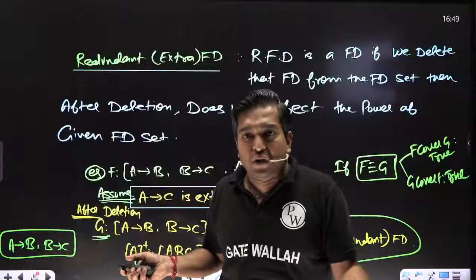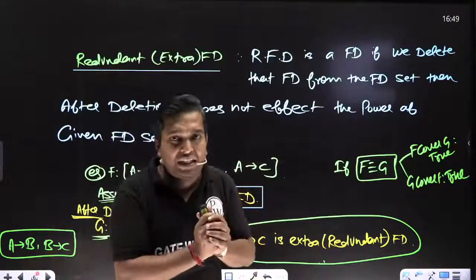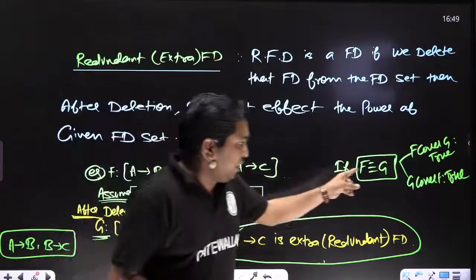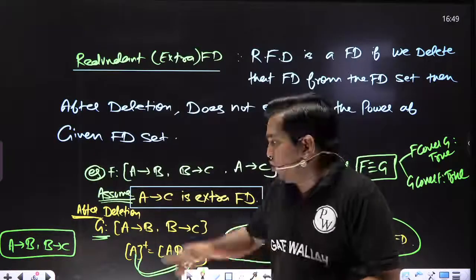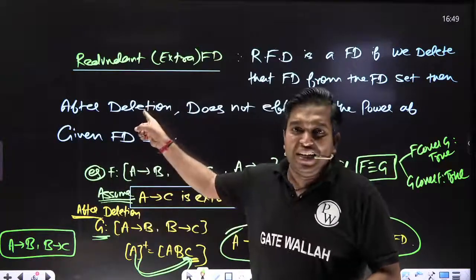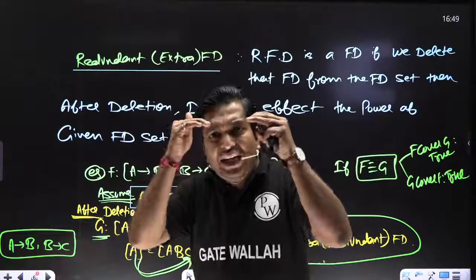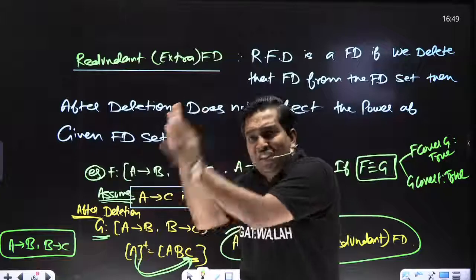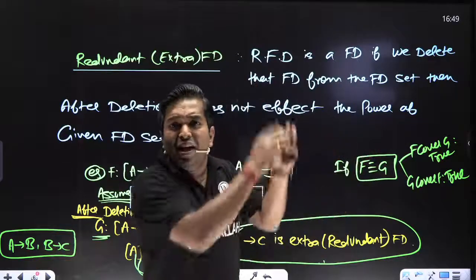So yes, of course you can check. What is the procedure for check? Whatever FD is given, doesn't matter. After deletion, whatever the minimal cover is, you assume that is G and the original FD set is F. So if you are getting F equivalent to G, F equivalent to G means what? F covers G is true and G covers F is true.